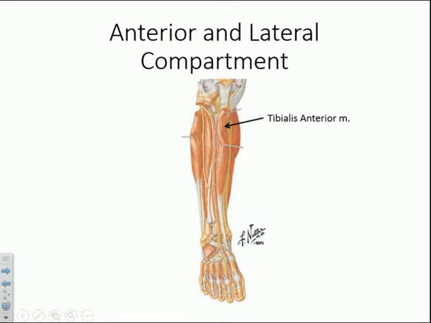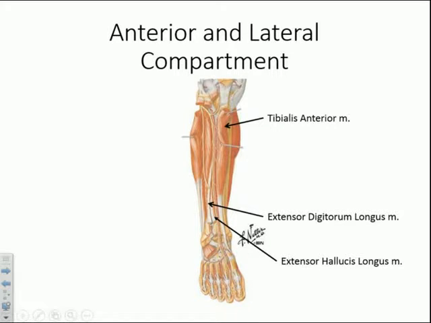You can see in the anterior compartment we have the tibialis anterior muscle and the extensor digitorum longus, as well as extensor hallucis longus muscle. And in this case, the tibialis anterior and extensor digitorum longus have been separated and peeled apart, so you can see the neurovascular bundle here, containing the anterior tibial artery and the deep fibular nerve.